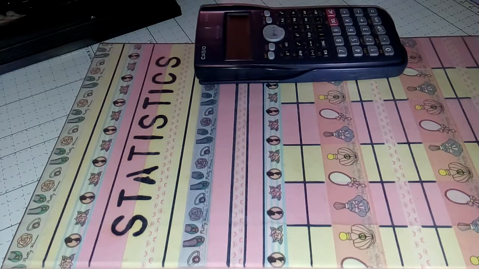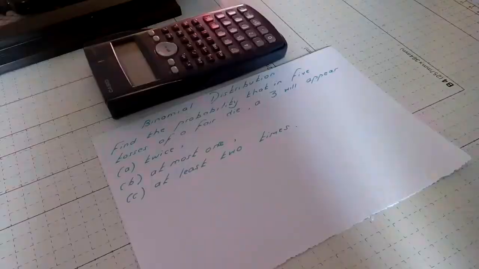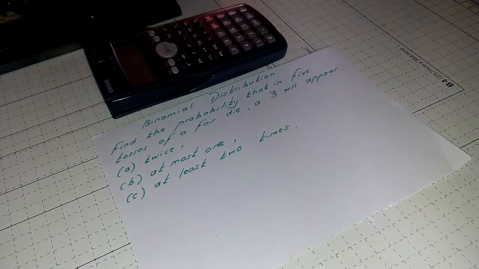In this video, we're going to work a question on binomial distribution. The question is as follows. Find the probability that in 5 tosses of a fair die, a three will appear. First part, twice. Second part, at most once. Third part, at least 2 times.